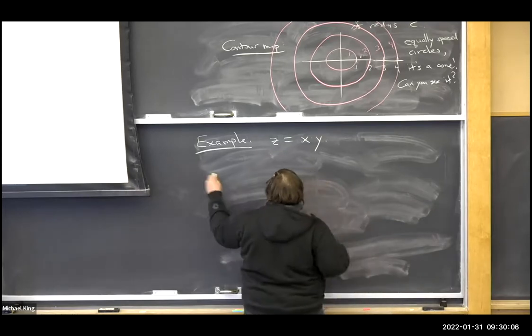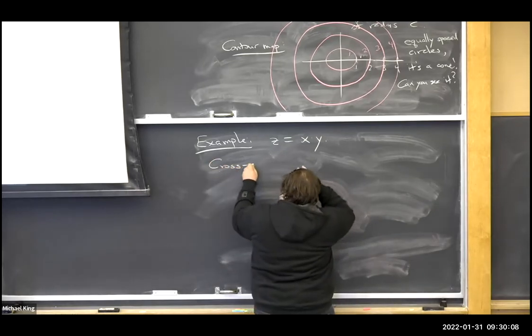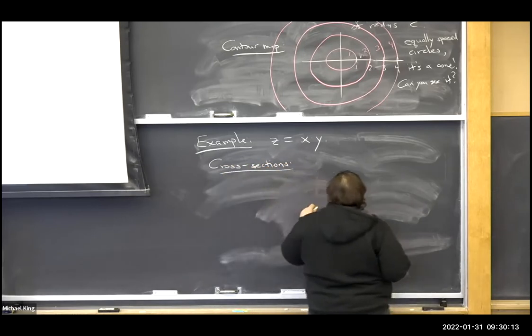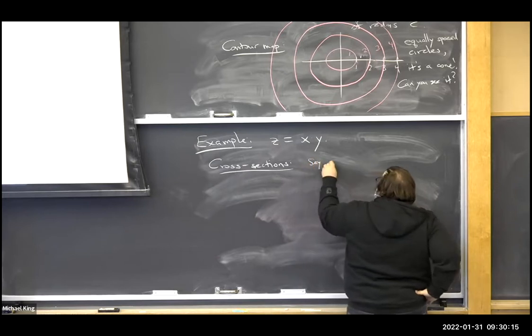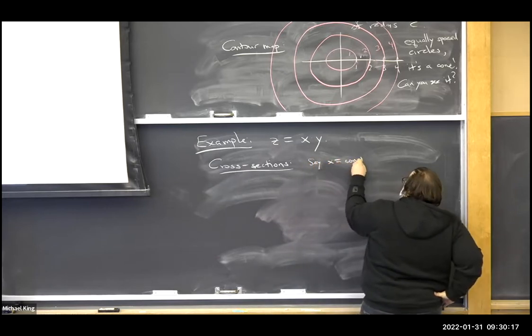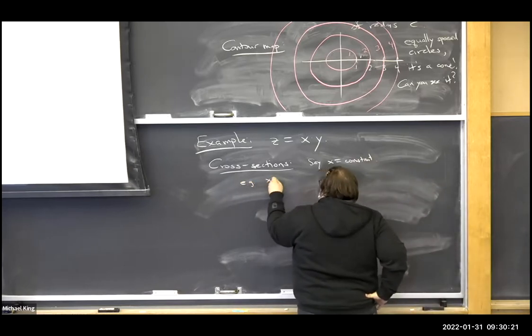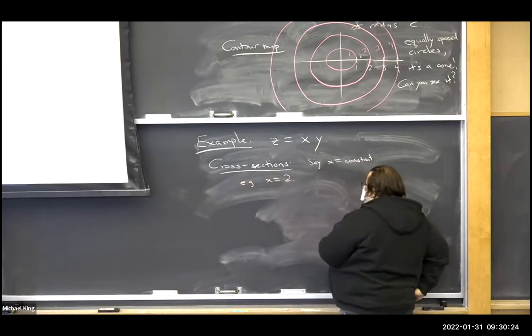Okay, so what are the cross sections? So let's say x equals constant. For example, x equals 2. What does the cross section look like?